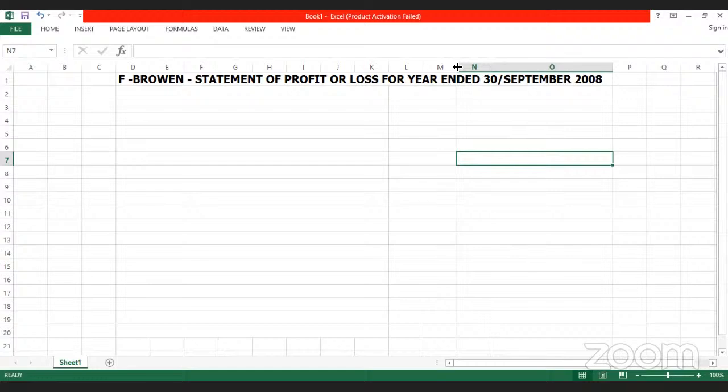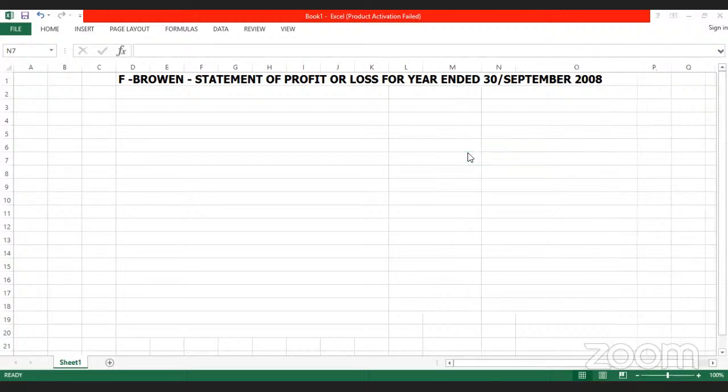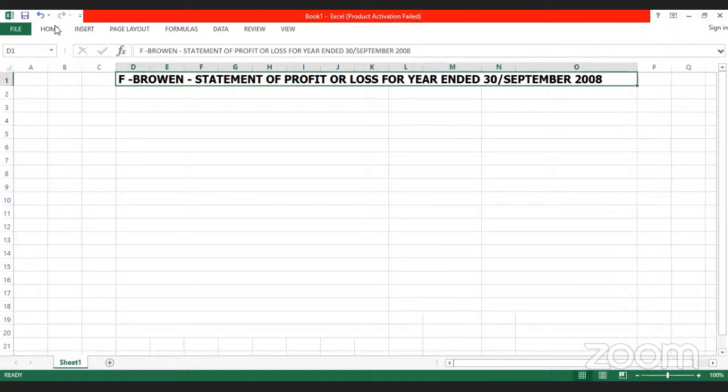Okay, so that's the heading. Now, as you're writing that heading, you have to show the name of the business. So in this case, F. Brown is the name of the business, the statement you're preparing, and then the period. Okay, so that is our heading.